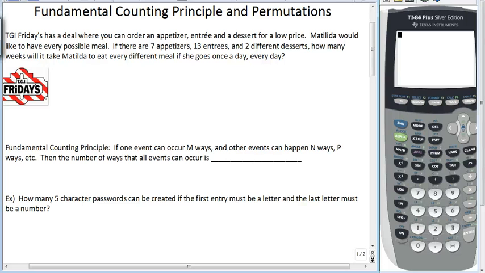Today's video is on fundamental counting principle and permutations. So this unit is on probability and a lot of counting techniques. What we're going to do is we're just going to start out with a very easy question.